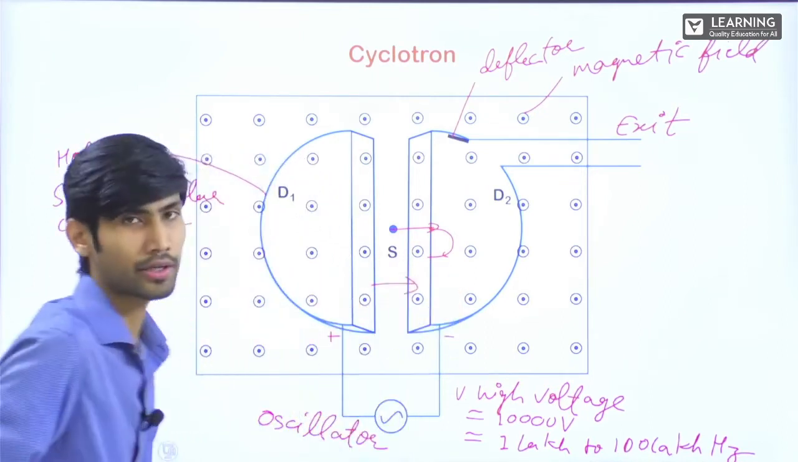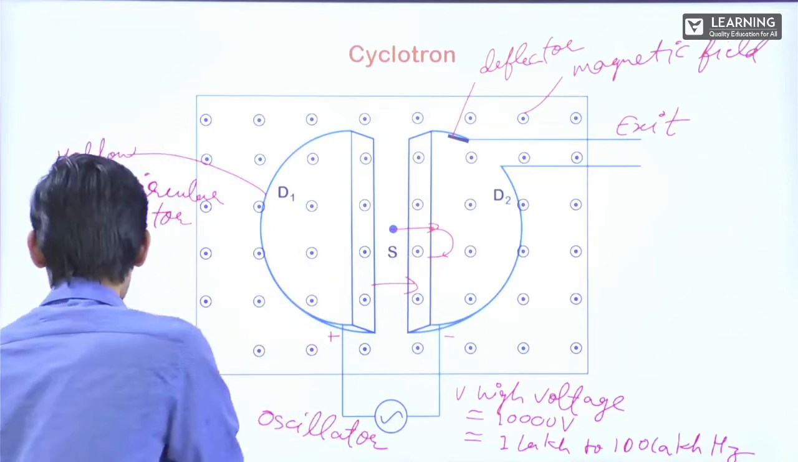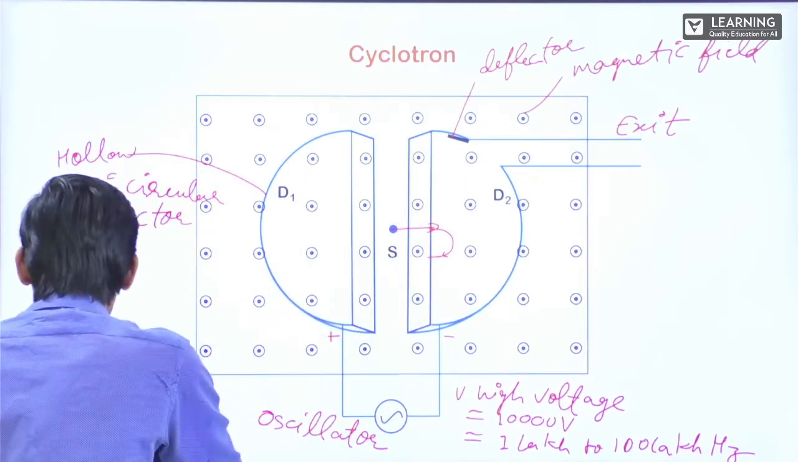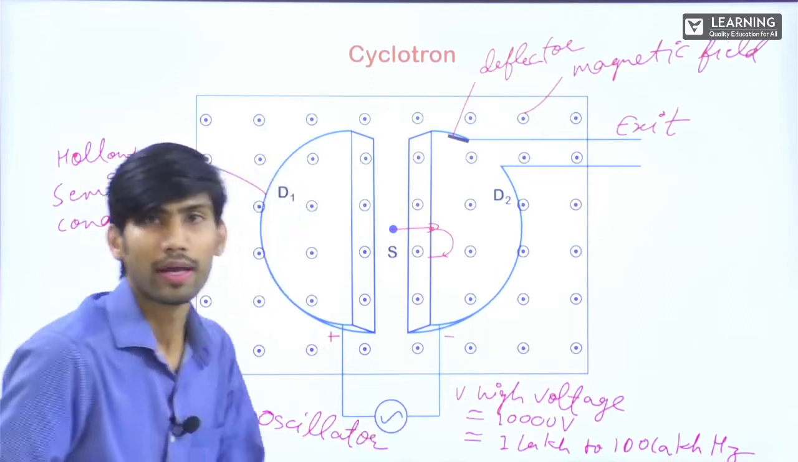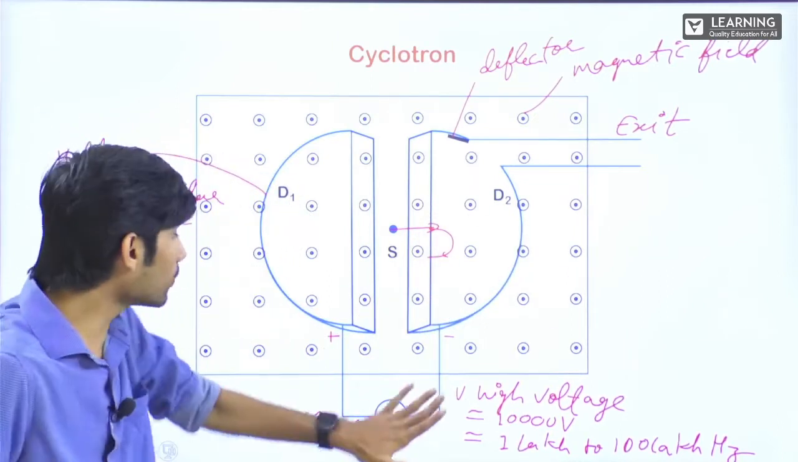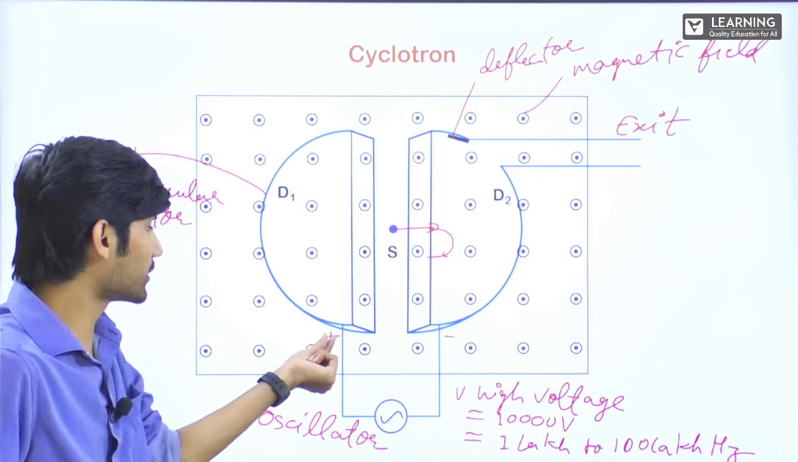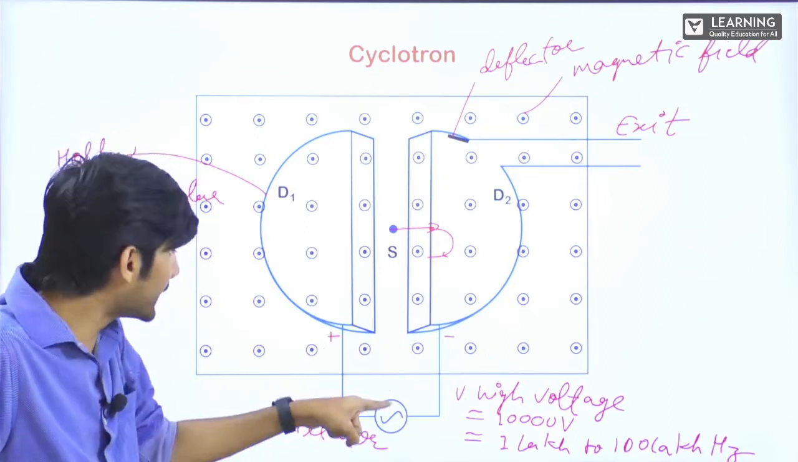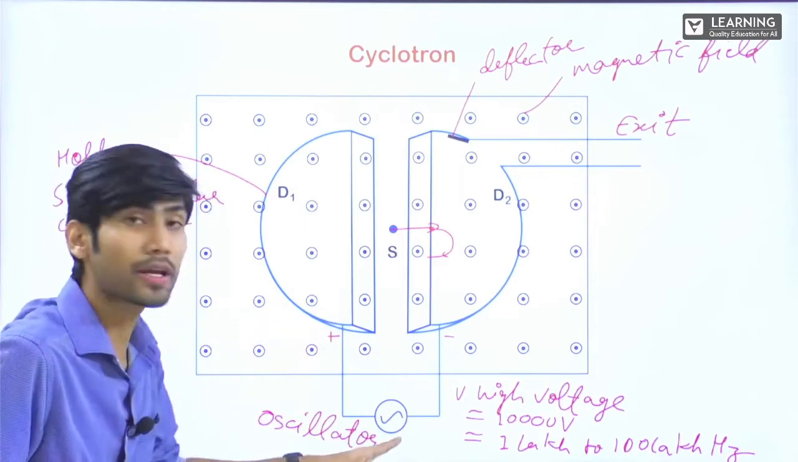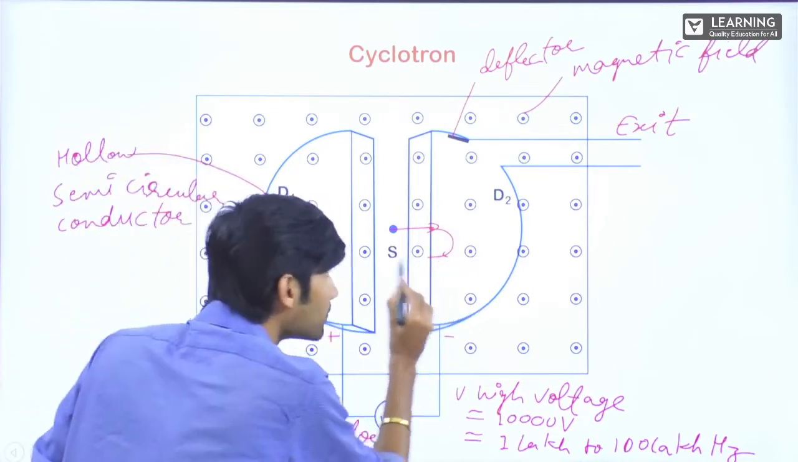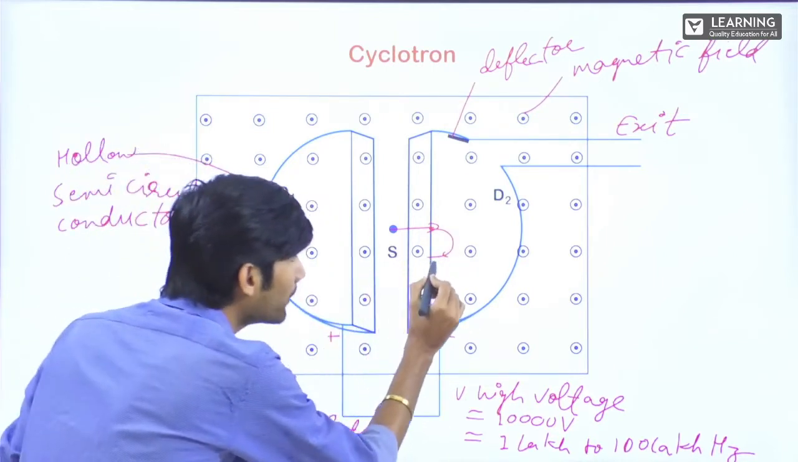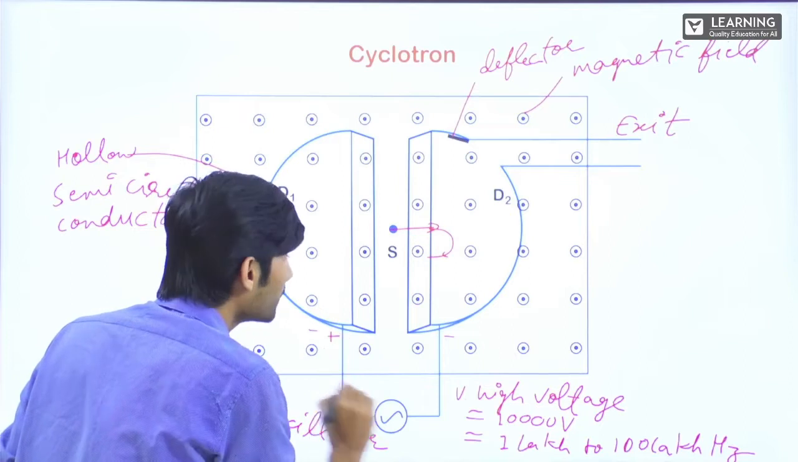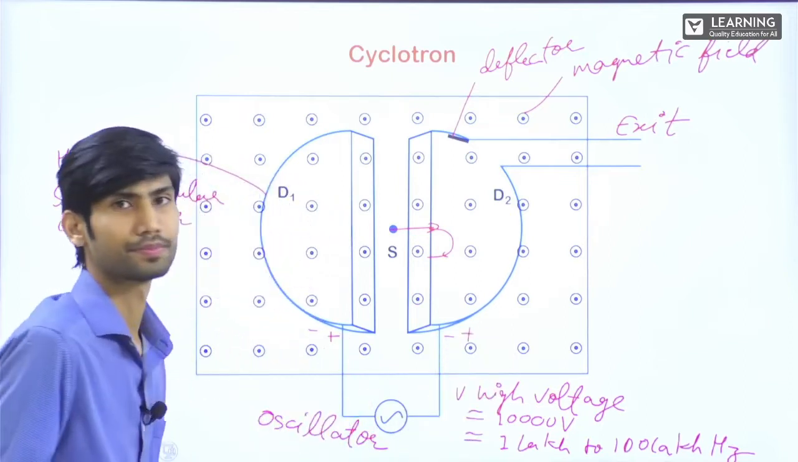How will it accelerate in this direction? See, the frequency of this AC source is set in such a way, we know that this is AC. Polarity will change. This will become negative, this will become positive. It is set in such a way that this becomes negative when this charge comes out. Clear? The moment it comes out of this D, this will become negative and this will become positive.